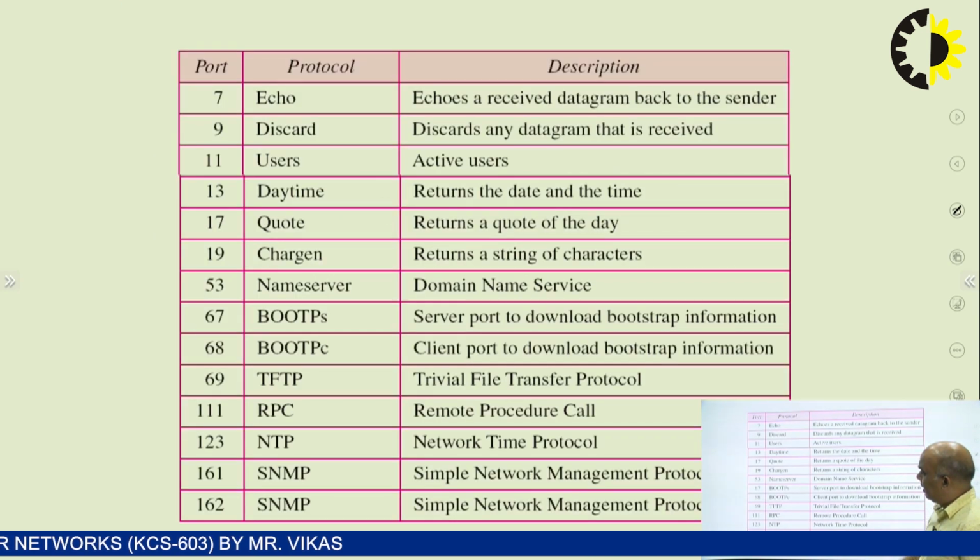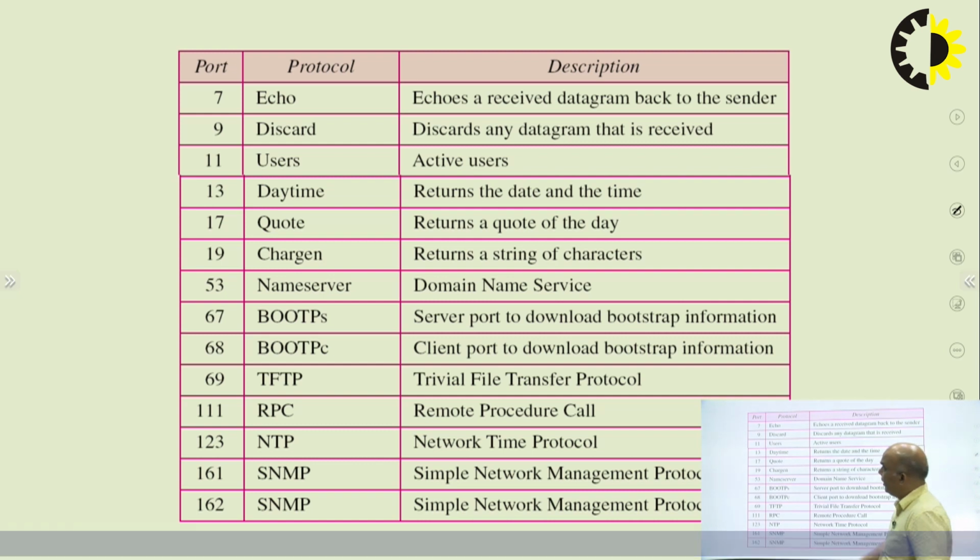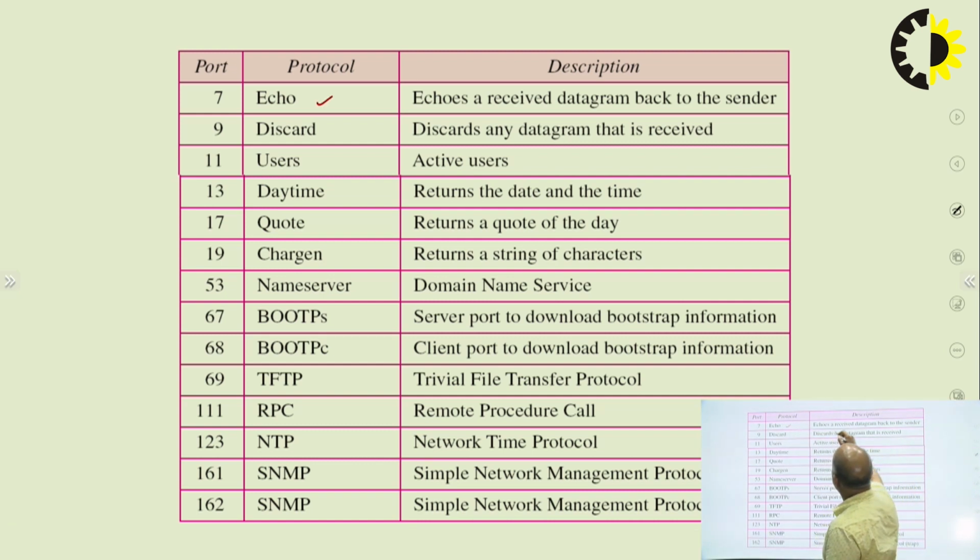Again, these are well-known protocols generally asked about. Like echo protocol: if we receive a datagram, it is sent back to the sender. Discard discards any datagram that is received. Users returns active users. Daytime again returns the date and time of the given machine. Then we have quote, which returns the quote of the day. And then CHARGEN, which returns a string of characters.